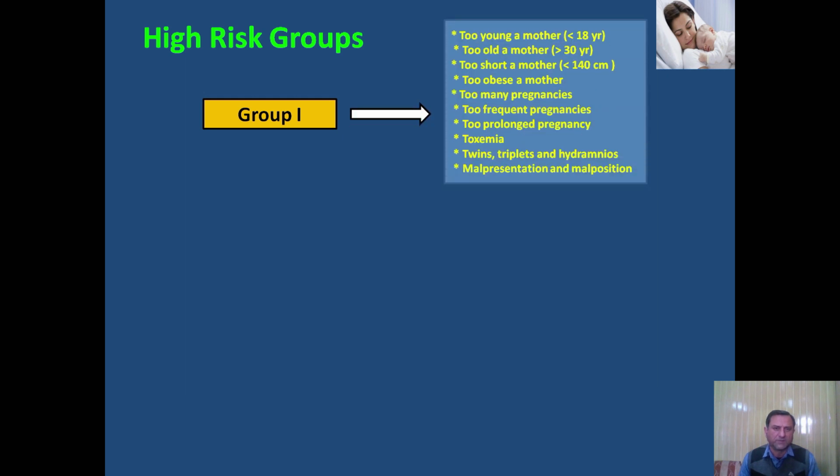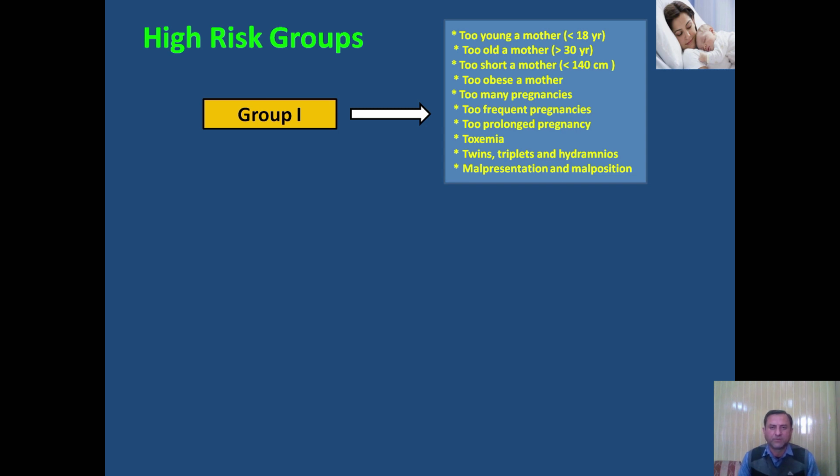Now, looking at the high-risk groups briefly, we have four groups in this category identified. Group one usually is in terms of mothers who are too young, mothers who are too old, say more than 30 years, too short, below 140 centimeters, where we have a risk of problems especially with normal delivery. Then an obese mother has a problem, might have very large babies, or sometimes we have diabetes. Too many pregnancies, where she may be anemic and develop infection and other problems. And too frequent pregnancies, again, an issue.